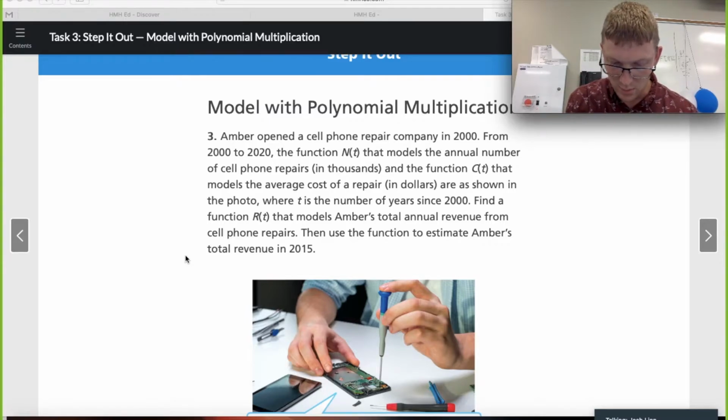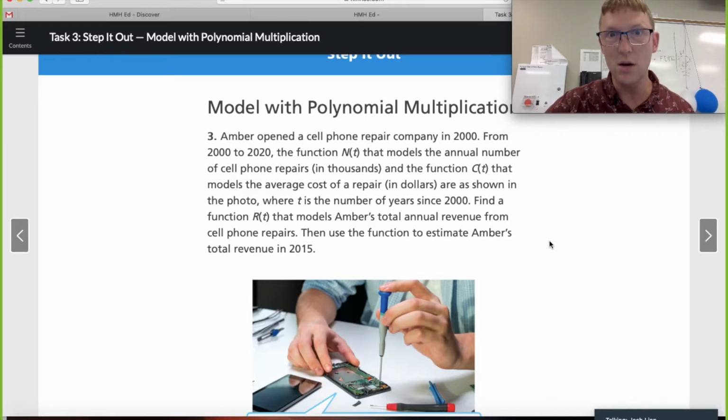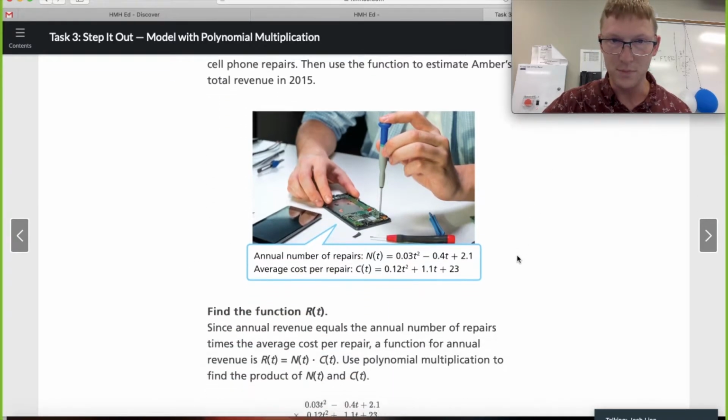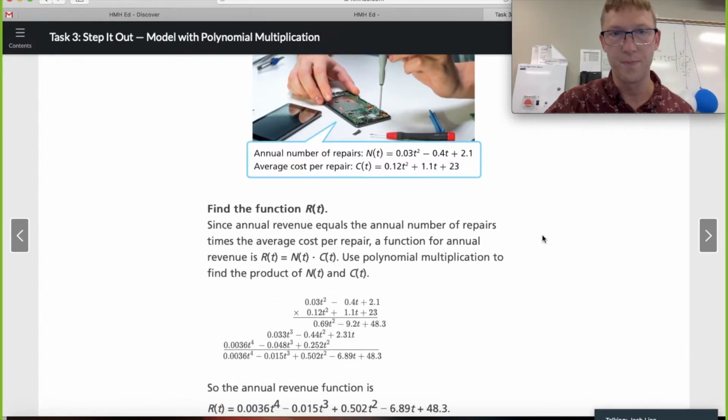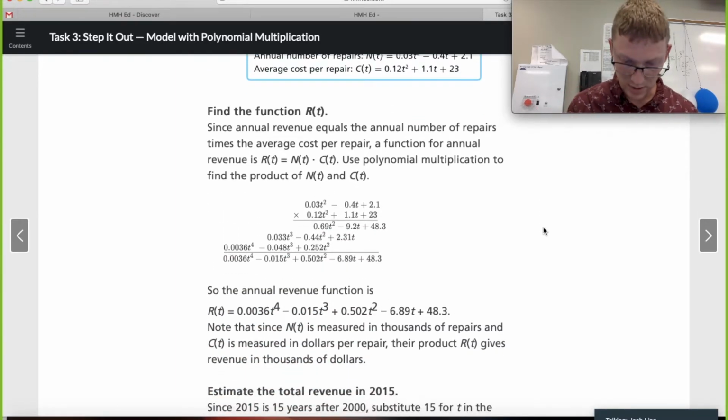I don't know. It would be our functions times each other. So that's how many phones she repairs and the amount of money she charges per phone. Multiply them together and you will have your total annual revenue. So we've got our two functions here, and we are going to multiply them together, right? So this is just saying the same thing we did. Since the annual revenue equals the annual number of repairs times the average cost per repair, that gives a function for the annual revenue, bam, that's what we talked about.